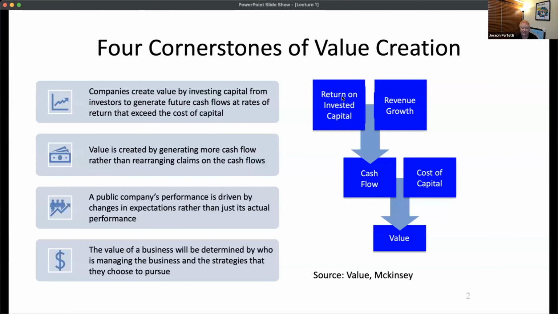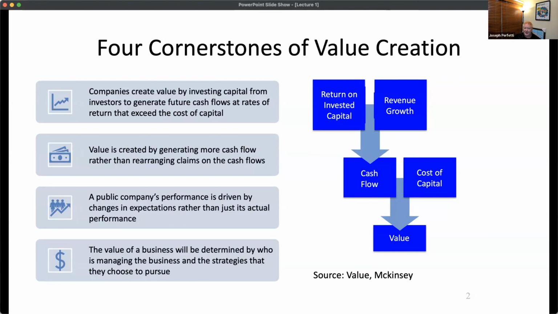Back to the cornerstones. Number 2, about cash, not income. Okay, you guys are finance majors. Net income is like a pay stub. It tells you how much cash you're eventually going to generate, but it doesn't tell you about the cash that you have in your account today. And cash is far more important than income.